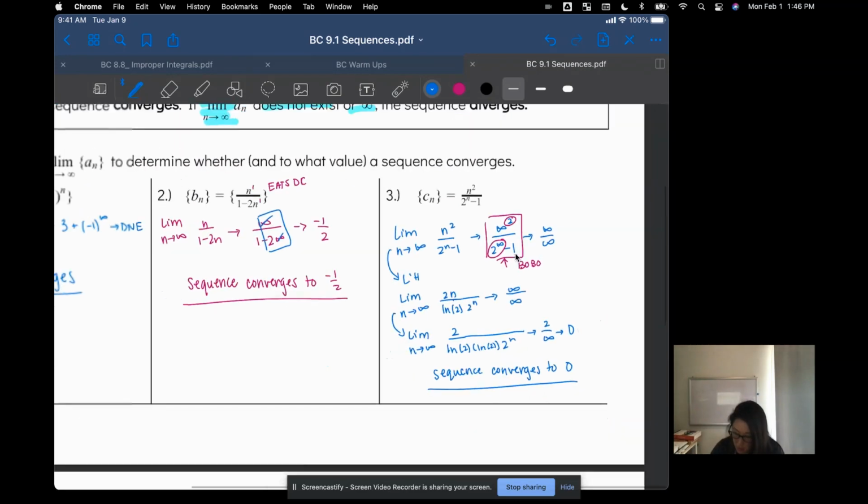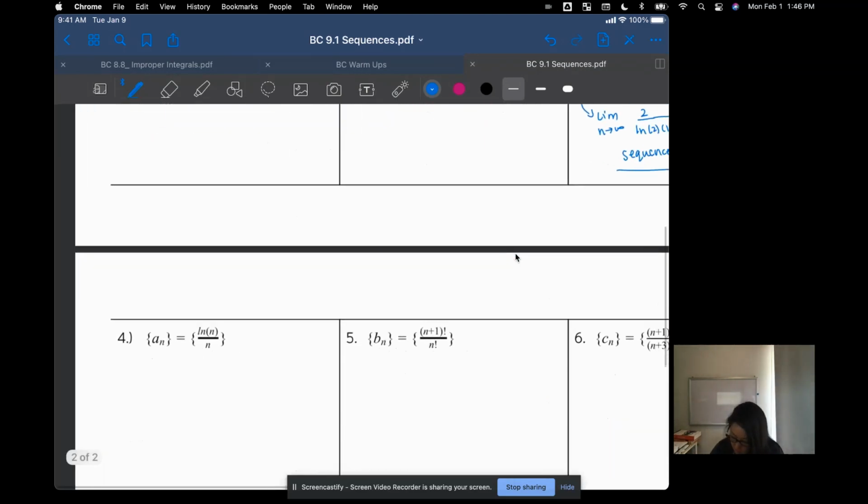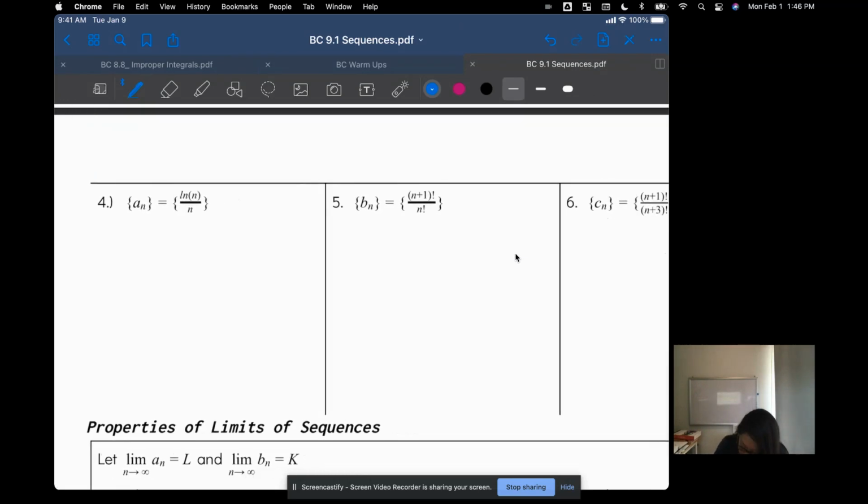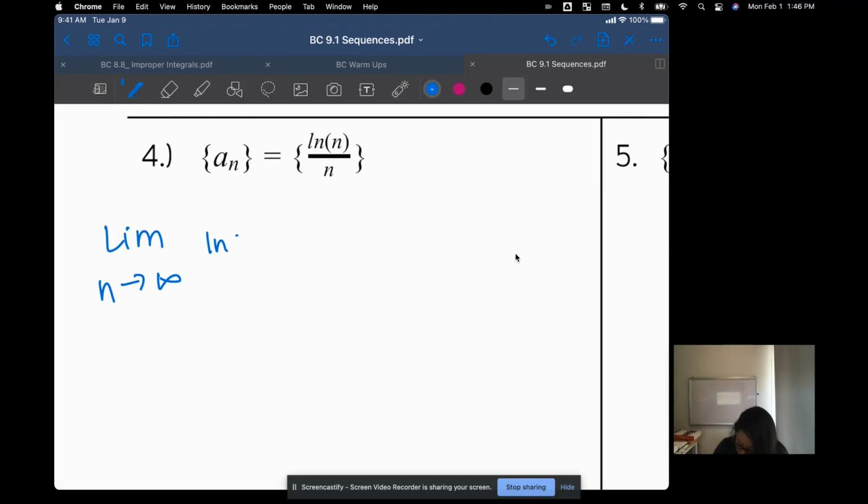Okay. All right, so we have the next one, which is the limit as n approaches infinity of the ln of n over n. And so looking at this one right away, I'm like, okay, ln of n loses to the linear function because a log increases really slow. Linear functions increase faster than a log. So I know this is going to be a bobo situation. The limit is going to approach zero, but just in case, let's go ahead and direct substitute.